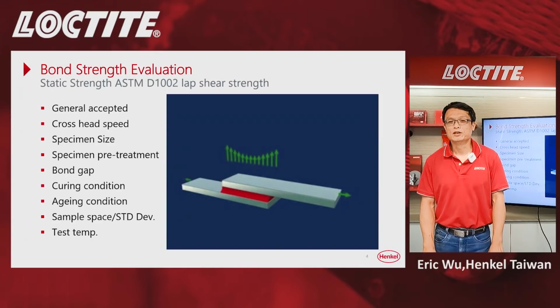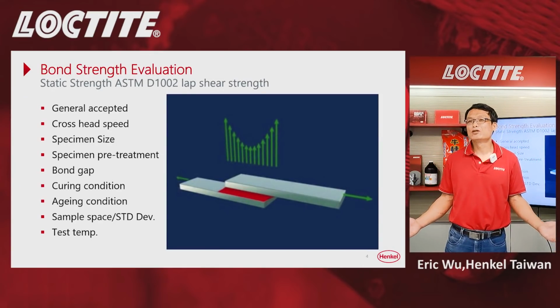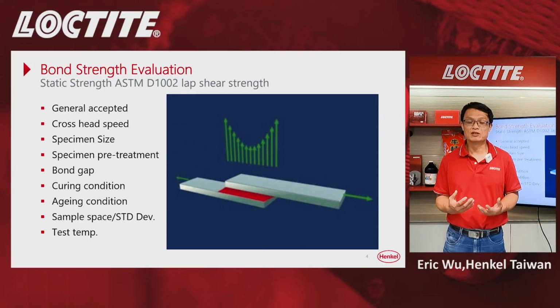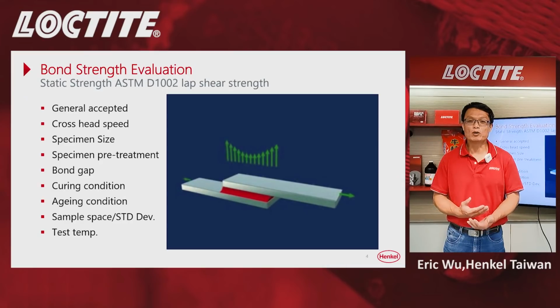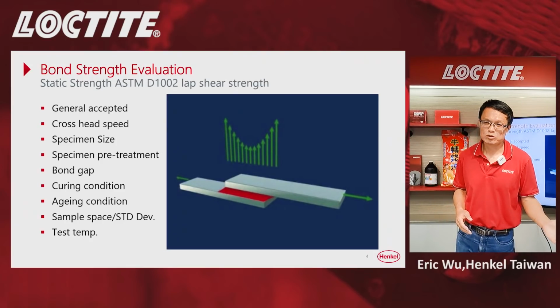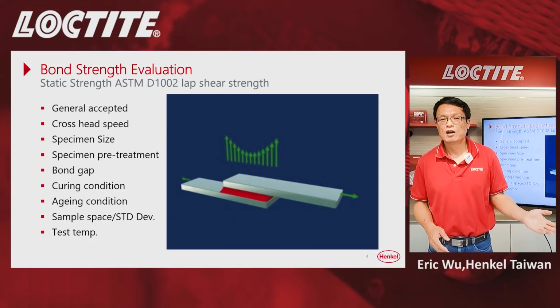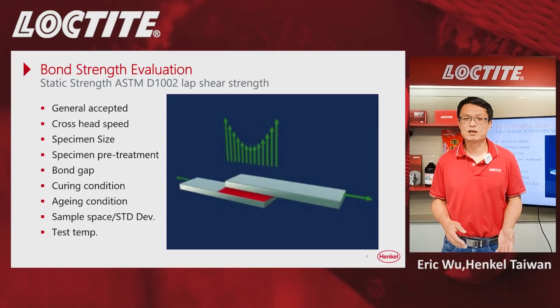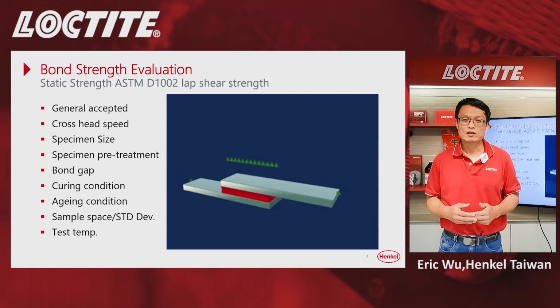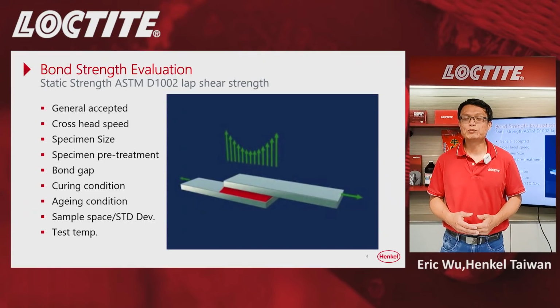For the bonding quality, every design engineer is looking for a supplier of adhesive. They have to provide the bonding strength data of the adhesive they used. If we look at the slide here, it shows a very popular test method to test the bond strength of structural adhesive. Sometimes we call it a lap shear test.